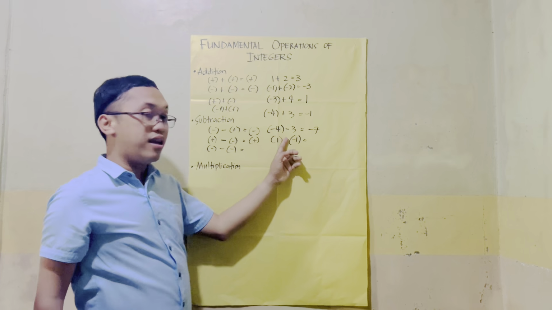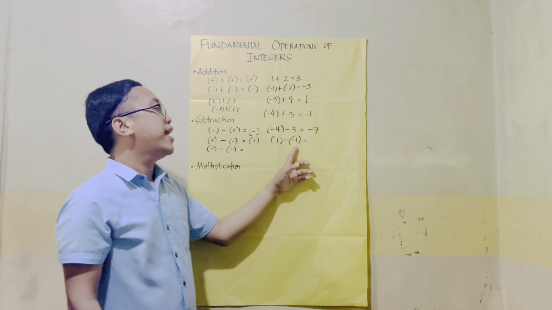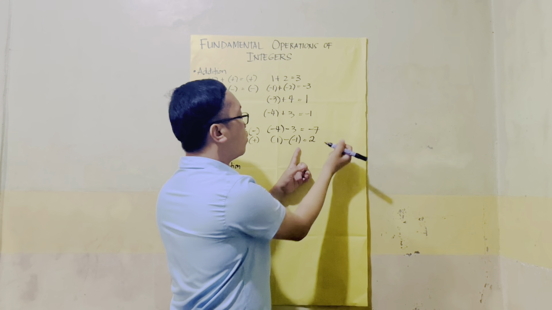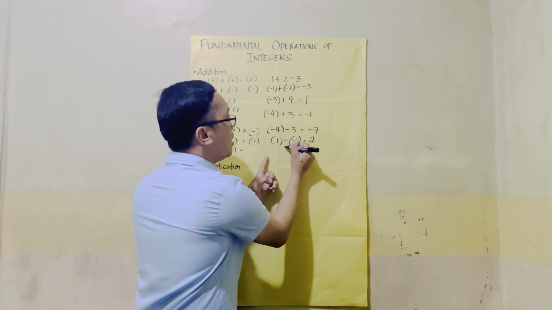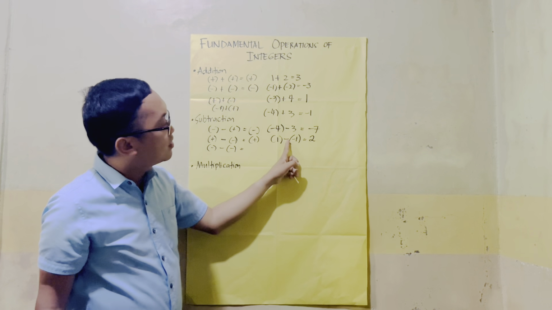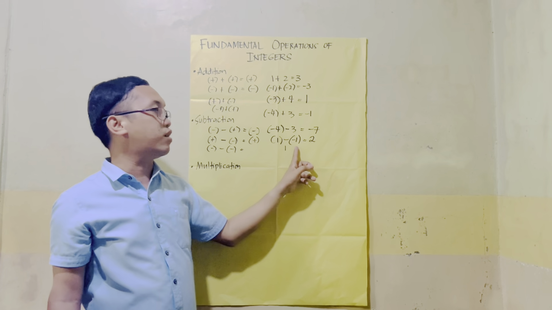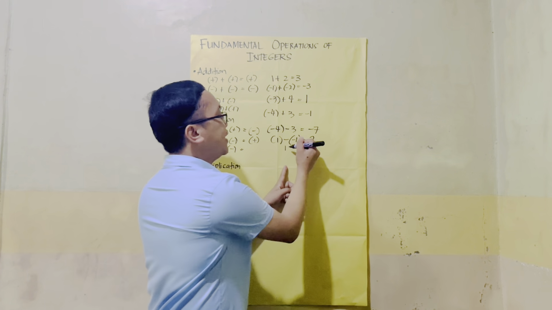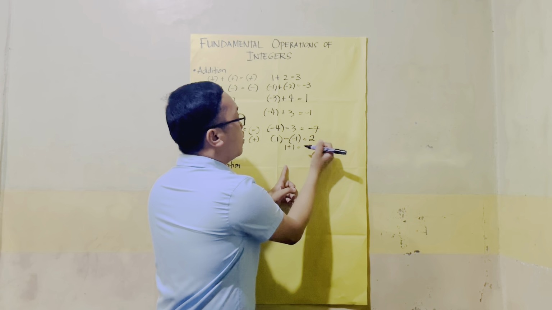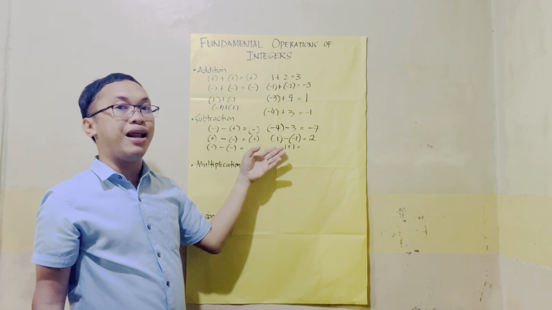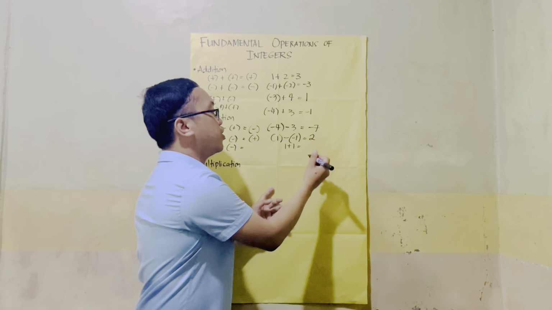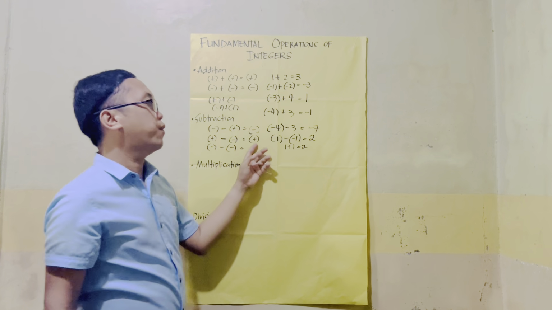The answer is 2, positive 2. Why? Because 1 here, and then this sign, we will multiply it to the sign inside the parentheses. So negative times negative is positive. So it becomes 1 plus 1.